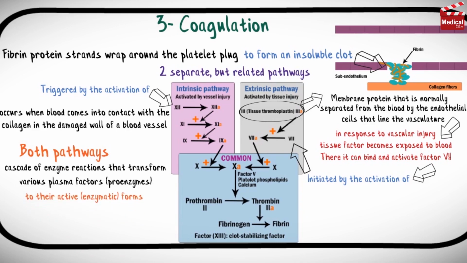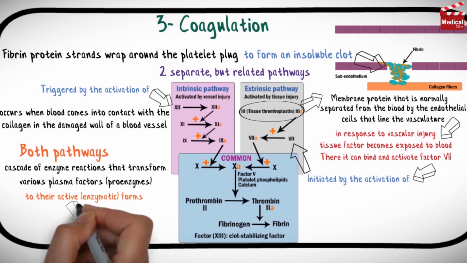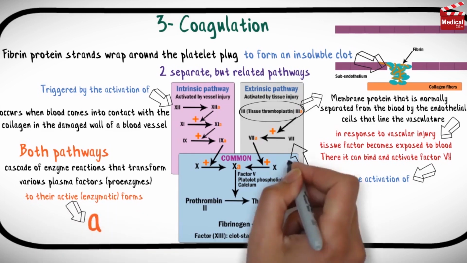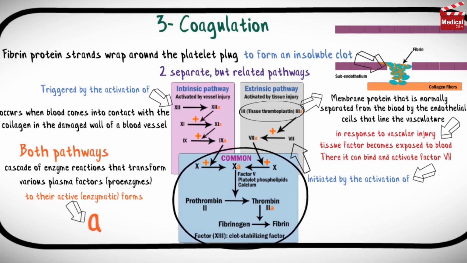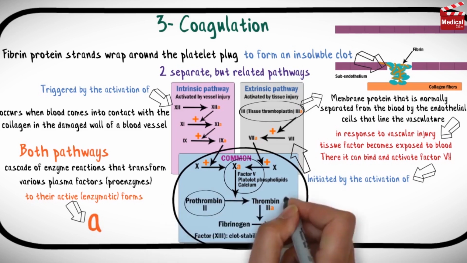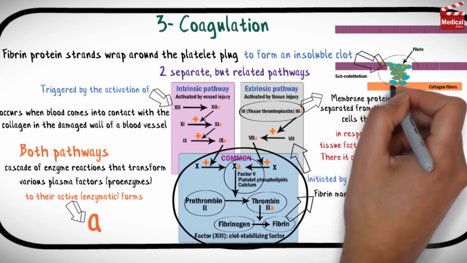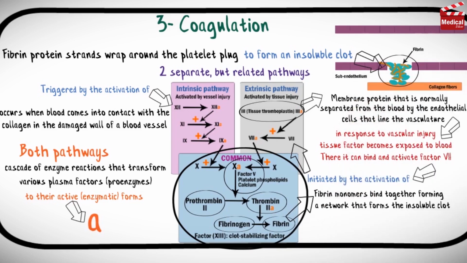Note that in the cascade, the active form of a clotting factor is the same as the factor plus the letter A. The final common sequence in both pathways involves a complex that includes activated factor X, factor V, platelet phospholipids and calcium that catalyzes the conversion of the serine protein prothrombin to thrombin. In turn, thrombin converts plasma fibrinogen to fibrin. Then fibrin monomers bind together forming a network that forms the insoluble clot.